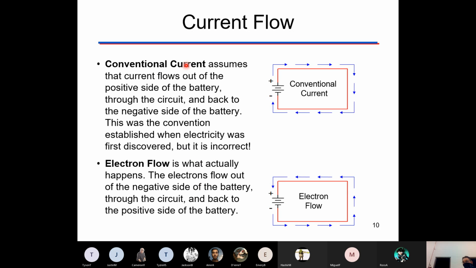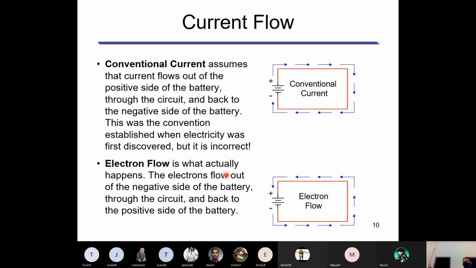I said conventional current assumes that current is going from positive to negative, and electron flow assumes that it's going from negative to positive. I can kind of see the positive going to the negative though. You're going to see that we assume conventional current most of the time. Okay, hold on.